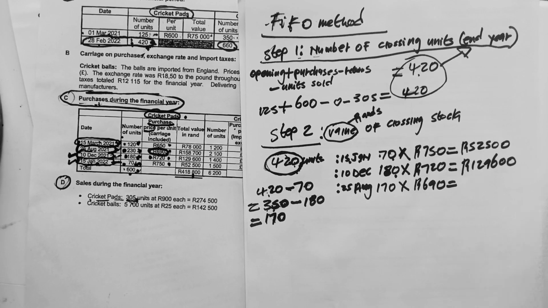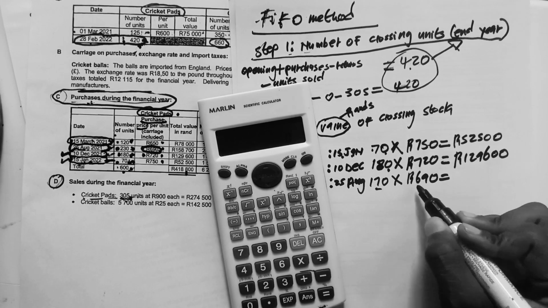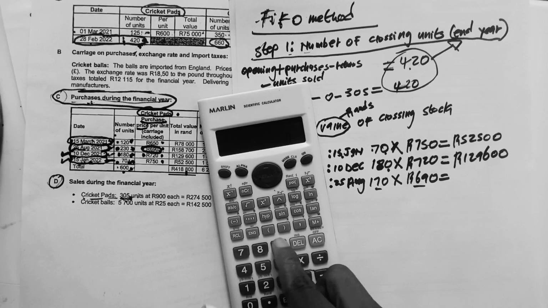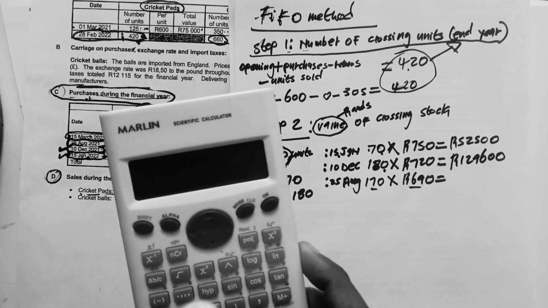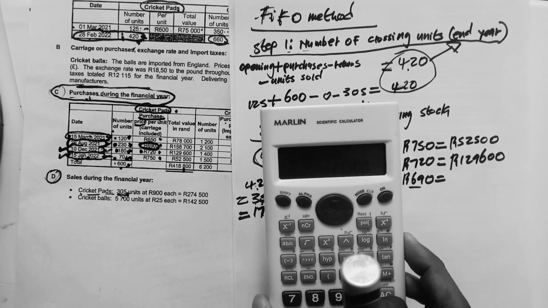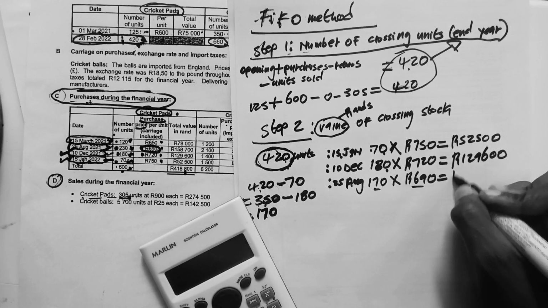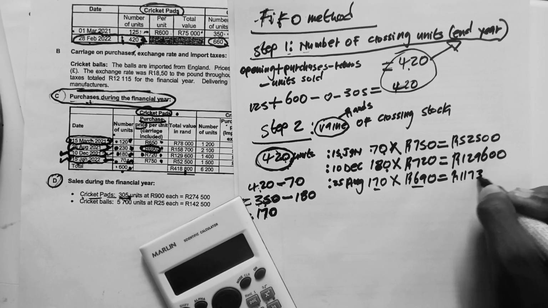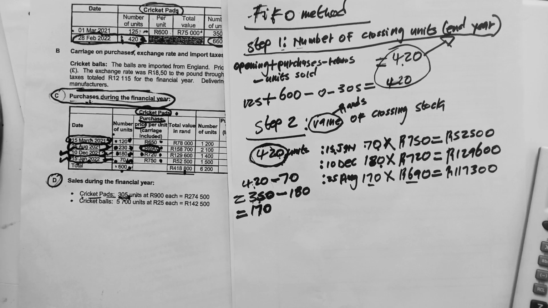690. 170 multiplied by 690. So it's going to give us an amount of 117,300. So you write it down, 117,300. So now we are done, guys.